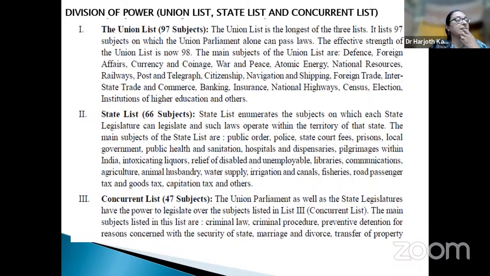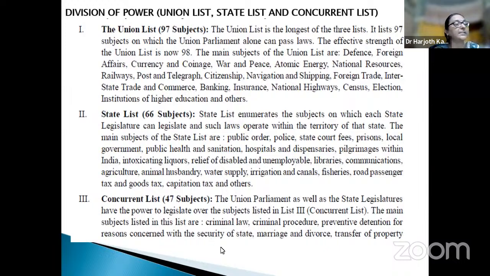This division is done so that what subjects could fall in which category, and who would pass the laws regarding these subjects. Based on this, division of powers is done. It divides the subjects into three lists. One is the union list, which describes the subjects which are totally under the control of the central government, and the state list, which describes some subjects which come under the jurisdiction of a state, and the state government passes laws regarding those subjects.